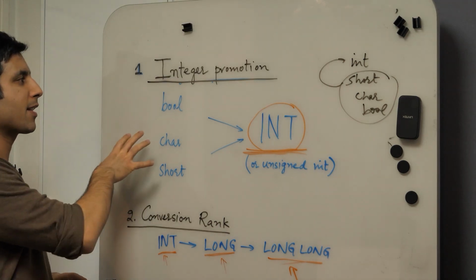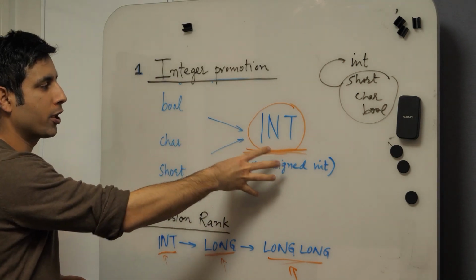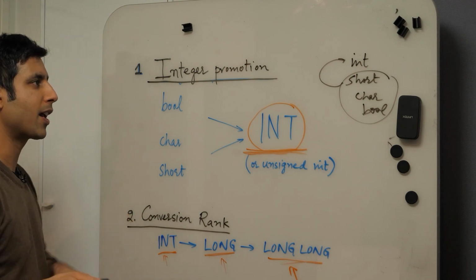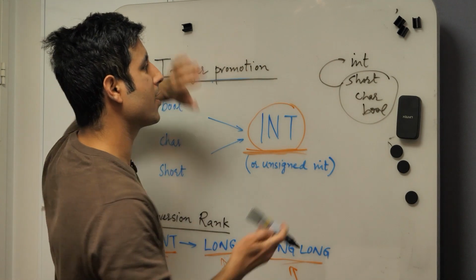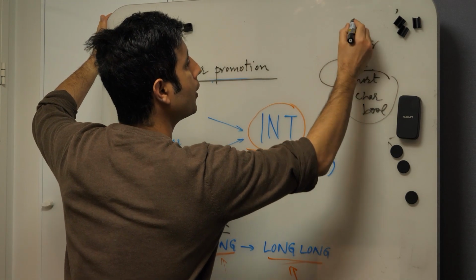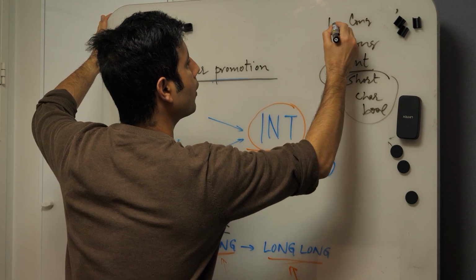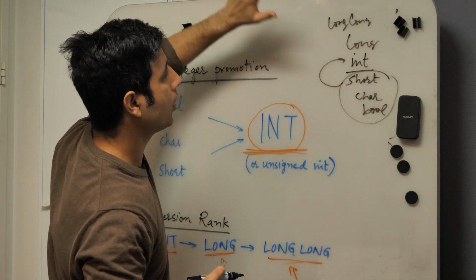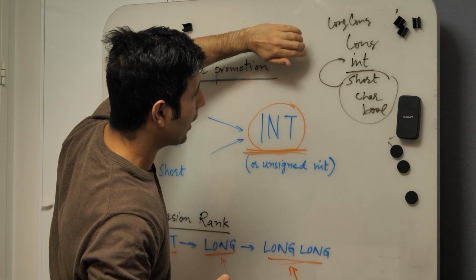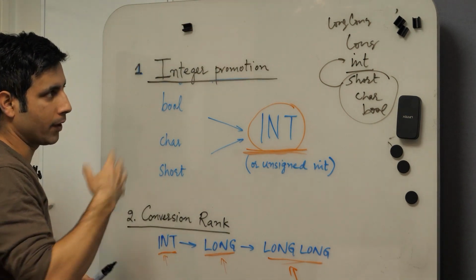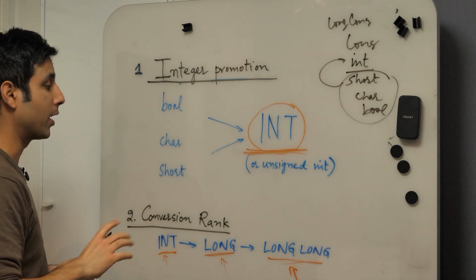So as soon as you deal with integer promotion, the next thing you need to deal with is data types which are higher than integer and integer itself. For example, int, long, long long. Now, even though I write int, long, long long, both unsigned and signed variants should be taken into account here.